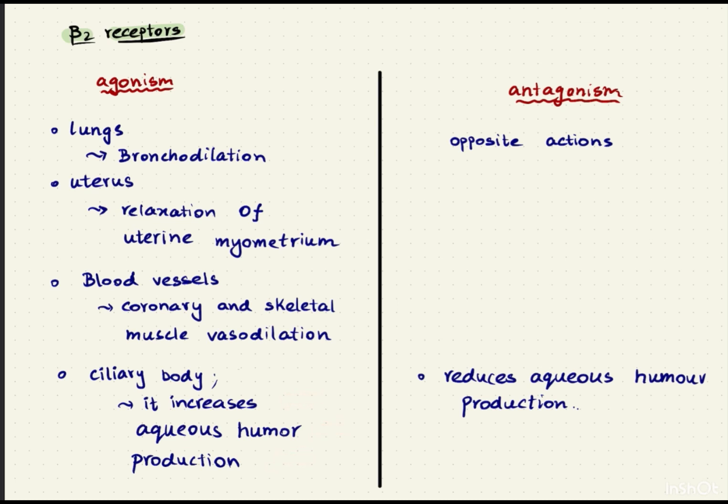Now, let us look at antagonism of beta 2 receptors. When an antagonist goes and binds to the beta 2 receptor, it produces the exact opposite actions. It produces bronchoconstriction, it produces contraction of uterine myometrium, and it produces vasoconstriction. Also, antagonism of beta 2 receptors present in the ciliary body reduces aqueous humor production. This property is being used by several beta blockers like timolol, which are used topically for the treatment of glaucoma.